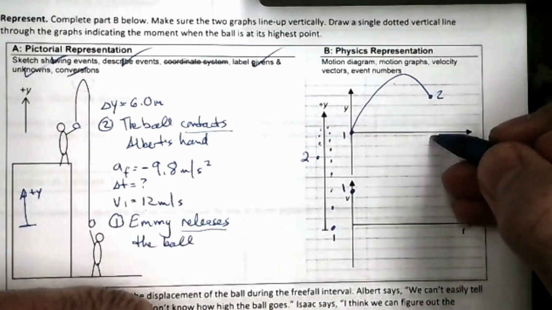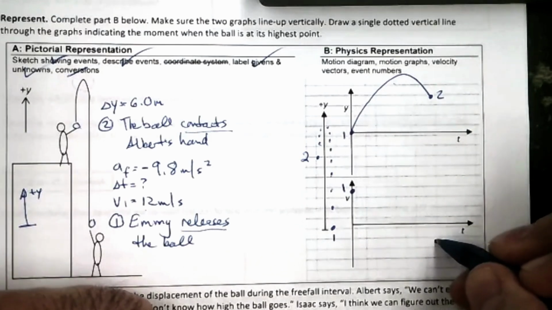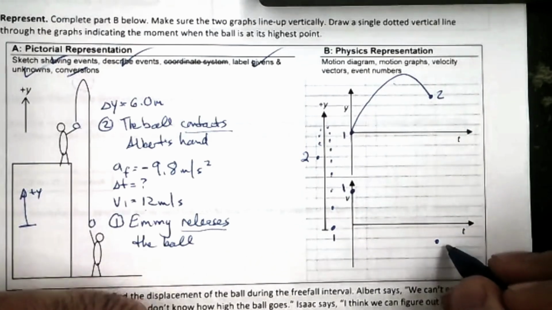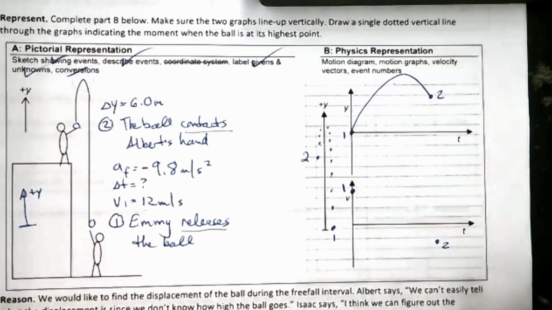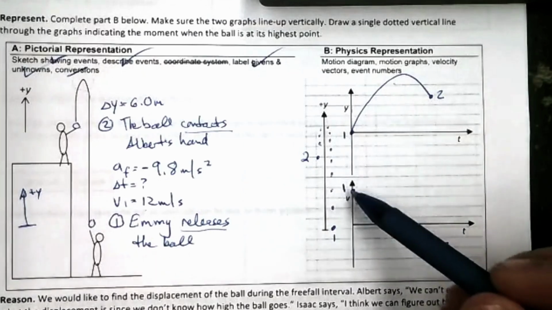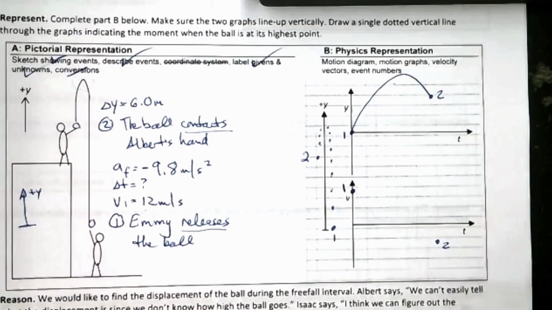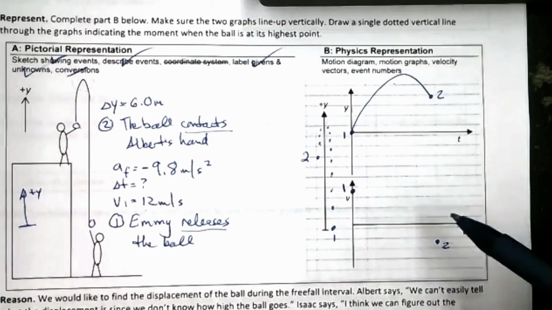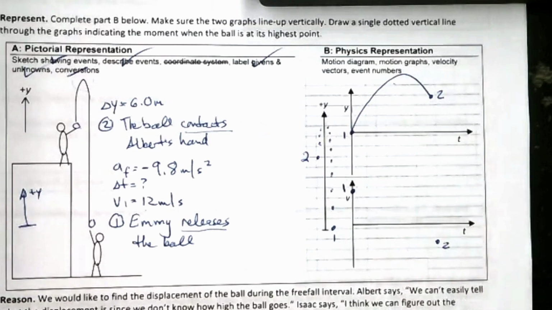So at event 2, we're going to show it with a smaller but negative velocity value. It's moving downwards now. And now how do we connect these dots? This is a velocity graph. During this interval from 1 to 2, the acceleration is constant. So this must be a straight line between these 2 points.